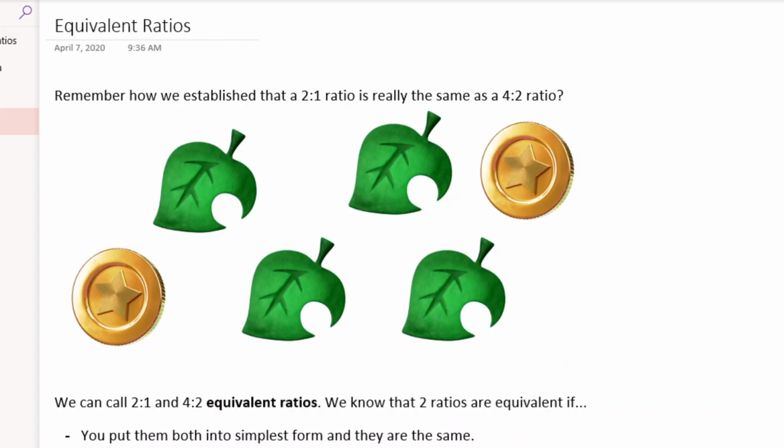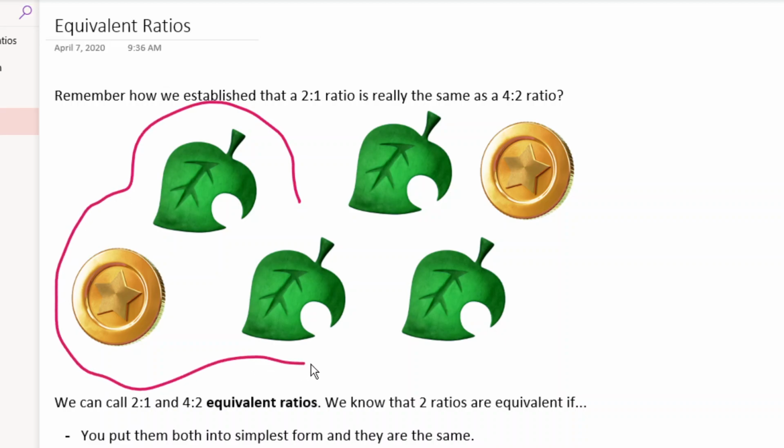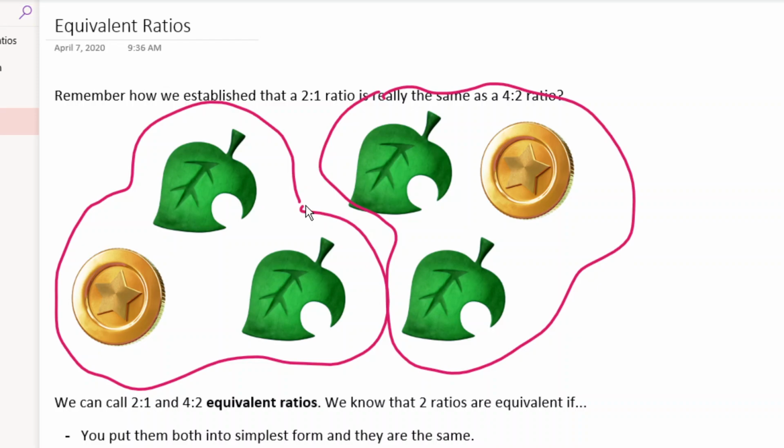So you may remember from last week, we established that a 2-to-1 ratio is really the same thing as a 4-to-2 ratio, right? There's 4 leaves here for every 2 coins. But if we do a little bit of organization here, you might notice that there's also 2 leaves for every 1 coin. These ratios mean the same thing, and so we call them equivalent ratios.